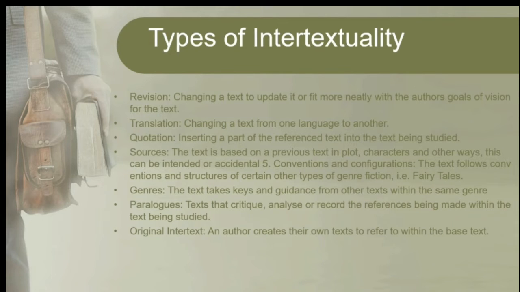Fifth, convention and configuration. The text follows convention and structure of certain other types of genre fiction. Example, fairy tale. Sixth, genre. The text takes key and credence from other texts within the same genre. Seventh, parallel. The text critiques, analyzes, or records the reference being made within the text being studied. And the last is original intertext, as an author creates their own text to refer to within the base text.